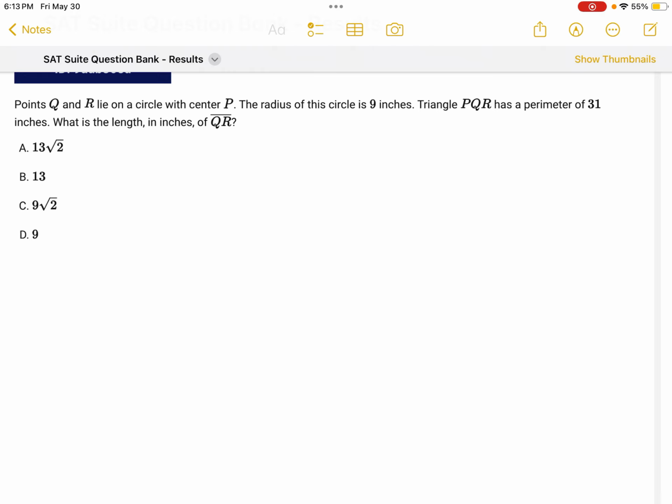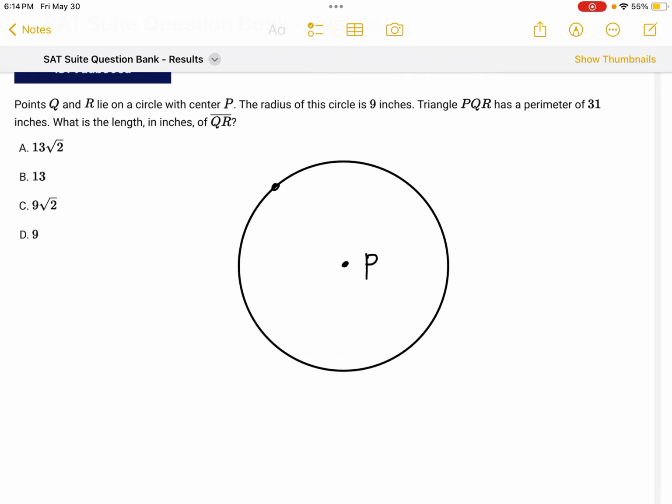The next question says points Q and R lie on the circle with center P. Okay, so let's draw the circle. Here's our center P, and we have points Q and R. Right, like that. And we're given information about a triangle PQR, so let's draw that in as well. We're told that it has a perimeter of 31 inches, and we want to know what QR is. Okay, in the diagram, like I've drawn above, it's pretty clear that PQ and PR are radii of the circle, so they're the same length.